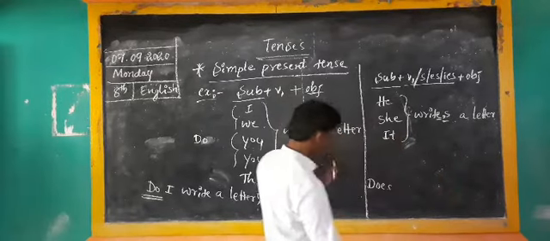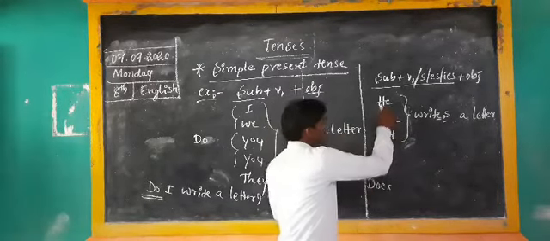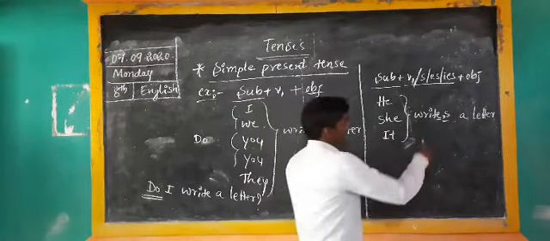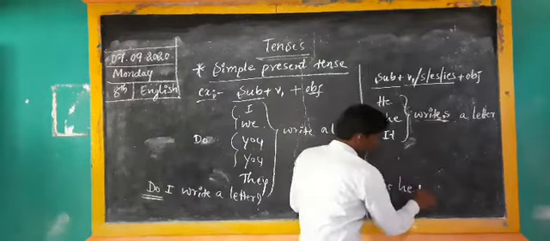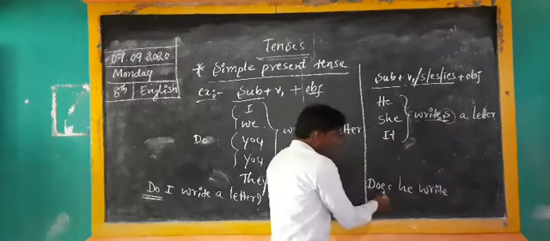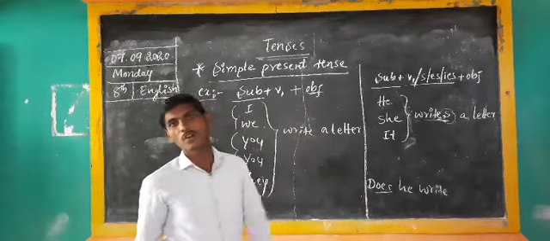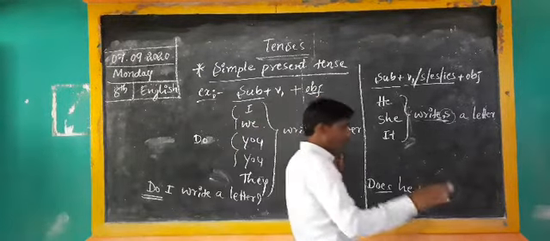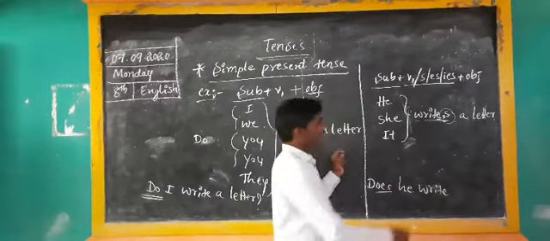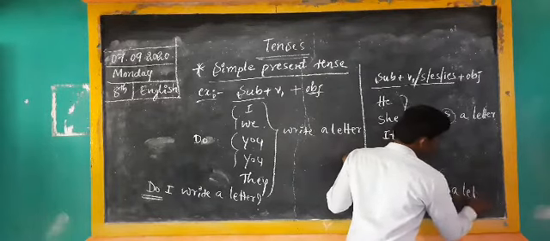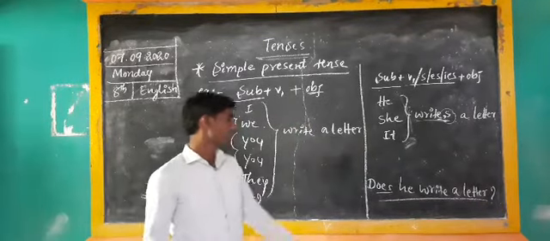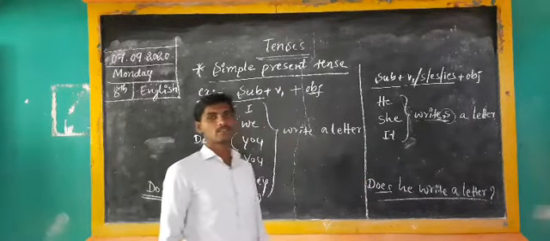Here you just have to understand: you should take does first, then you should take the pronoun or subject, then you should write the main verb. Here writes is there, but now you should only write write. Why? Because that s form we already used in the helping verb, that's why we do not take it again. Then finally, you write the object as usual. Your question sentence is ready.